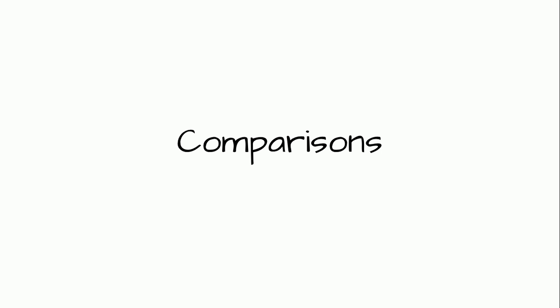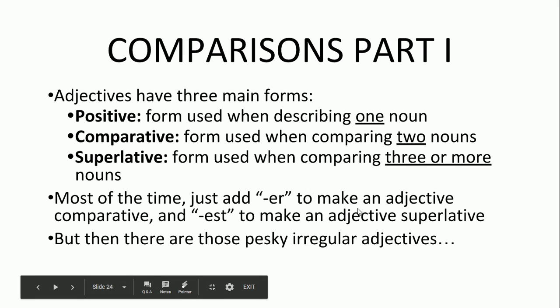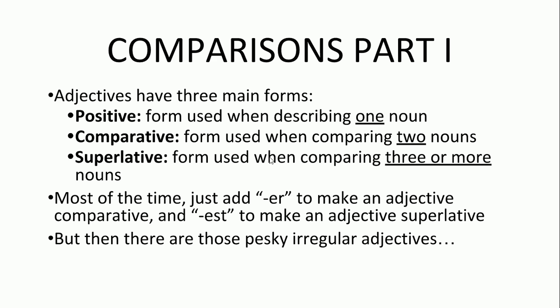Our final subtopic in this long element of agreement is comparisons. So first, comparisons part 1: adjectives. This has to do with the forms of adjectives to use. Adjectives have 3 main forms: the positive, for when you have one noun, the comparative, for comparing 2 nouns, and the superlative, for comparing 3 or more nouns. And the rule is most of the time, for most adjectives, you just add er to make the adjective comparative and est to make the adjective superlative, like hungry, and then hungrier, and then hungriest.